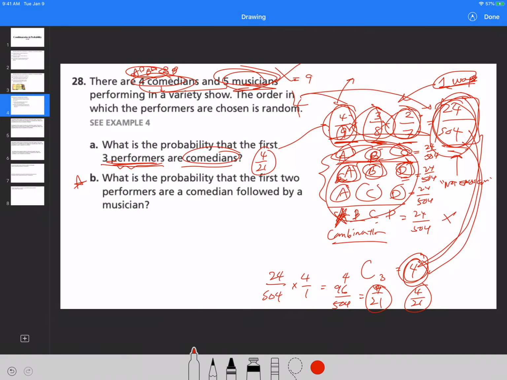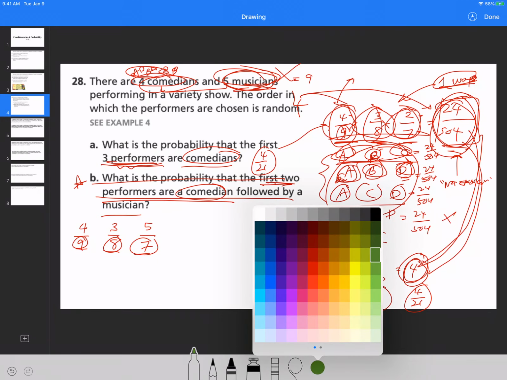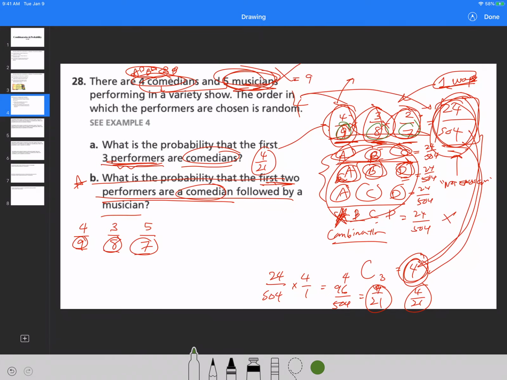Let's try B. What is the probability that the first 2 performers are comedians followed by a musician? Okay, so this means the first 2 performers are comedians. So let's say I draw 3 blanks again. The probability of 2 performers being comedians is 4 out of 9, 3 out of 8, followed by a musician. Well, that's 5 out of 7, right? The denominator should not change as before. It was 9, 8, and 7 here as well.